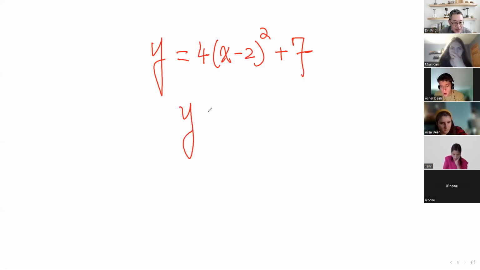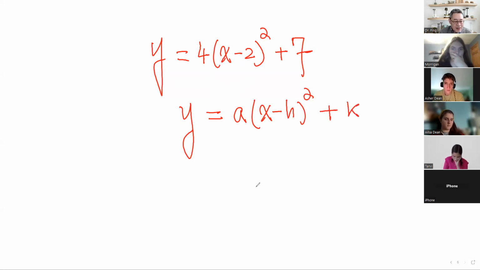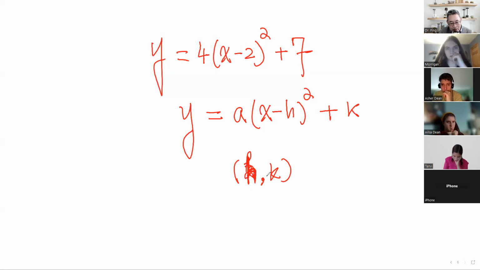So our form is this, y equals a times (x minus h) squared plus k. That's the form. So therefore, our vertex point we write as h comma k. So the h and k are the coordinates of the vertex point. So h is the x coordinate and k is the y coordinate.